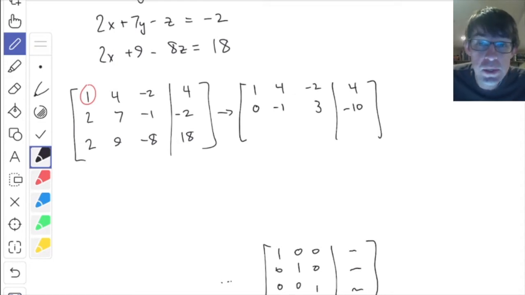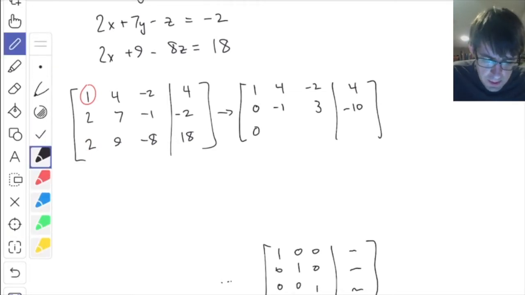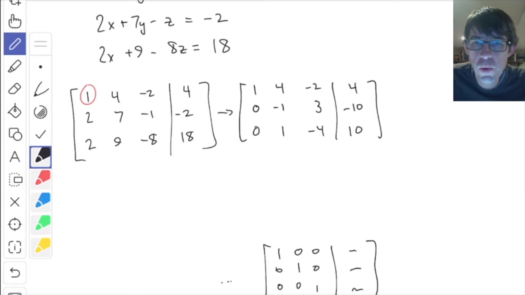Okay, I'm going to do the same procedure on the bottom row. Again, it's the same operation, this time with the goal of putting a 0 in this position. So I'm going to subtract 2 times the top row from the bottom row. That gives me a 0 here. Next is going to be 9 minus 8, which is 1. Next is going to be -8 minus -4, which is -4. And then on the far side, I'm going to have 18 minus 8, which is 10. All right? These are called the elementary row operations.